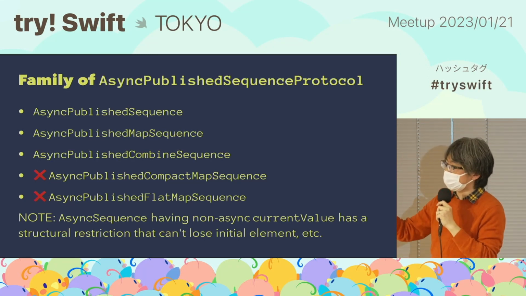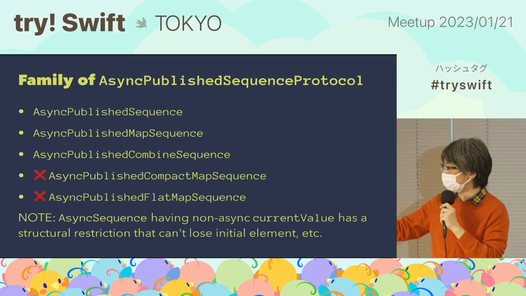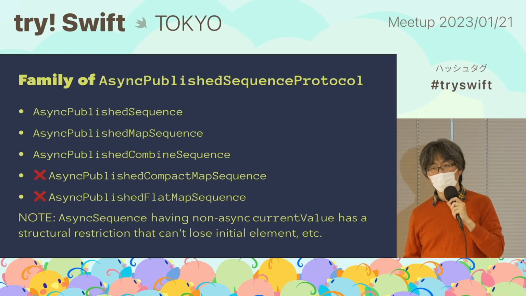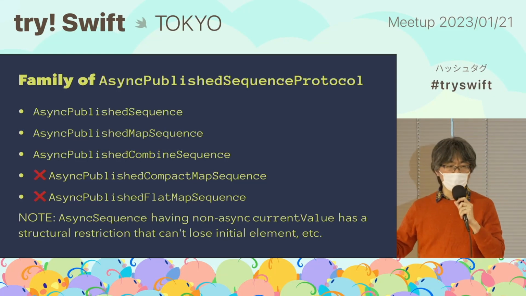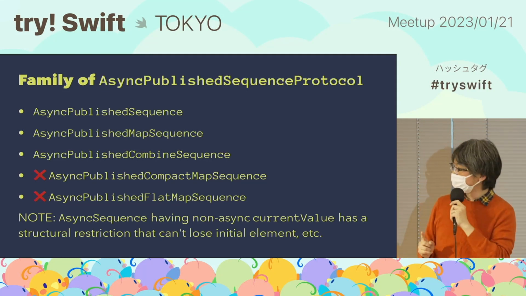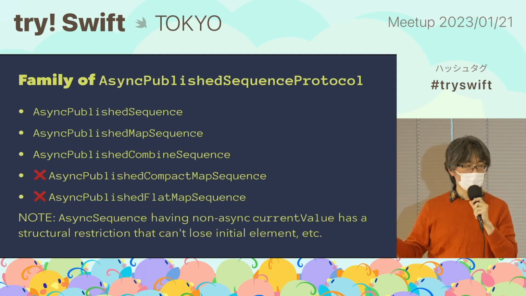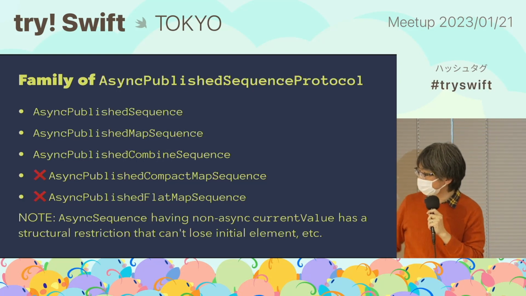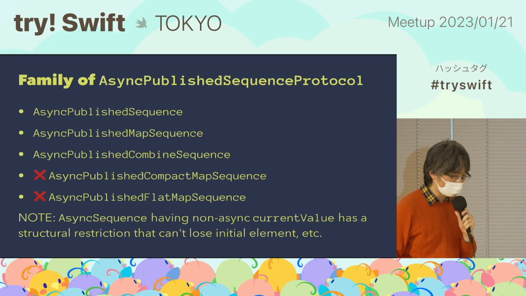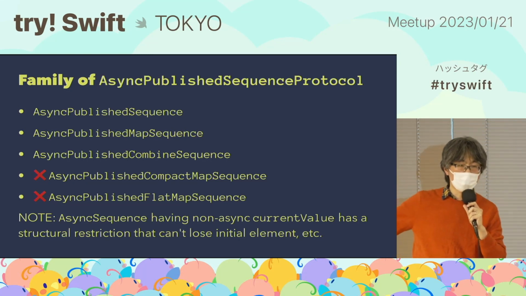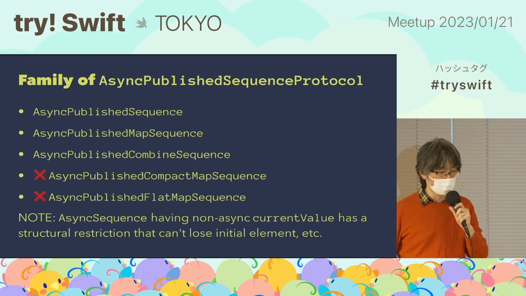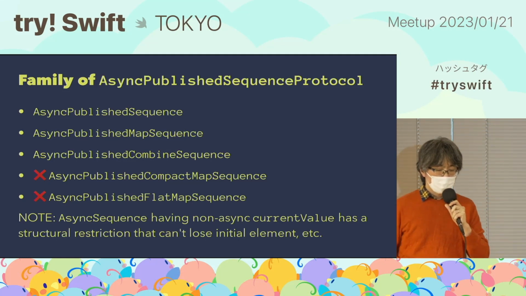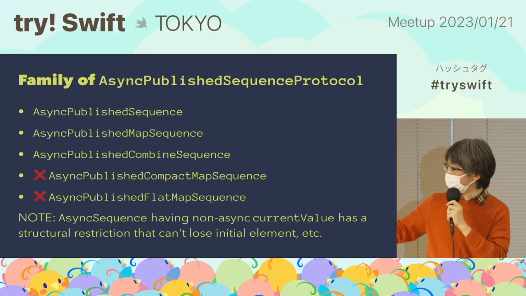And this behavior has a limitation: we cannot call something like compactMap or flatMap. Because with compactMap, you might lose the value, right? But this structure guarantees it has a current value or initial value. So it means it cannot lose that value. So by the nature of the property, we cannot implement something like compactMap. A similar thing also applies to flatMap. I won't explain too much in detail, but I think flatMap is also impossible. So we can implement map and combine.